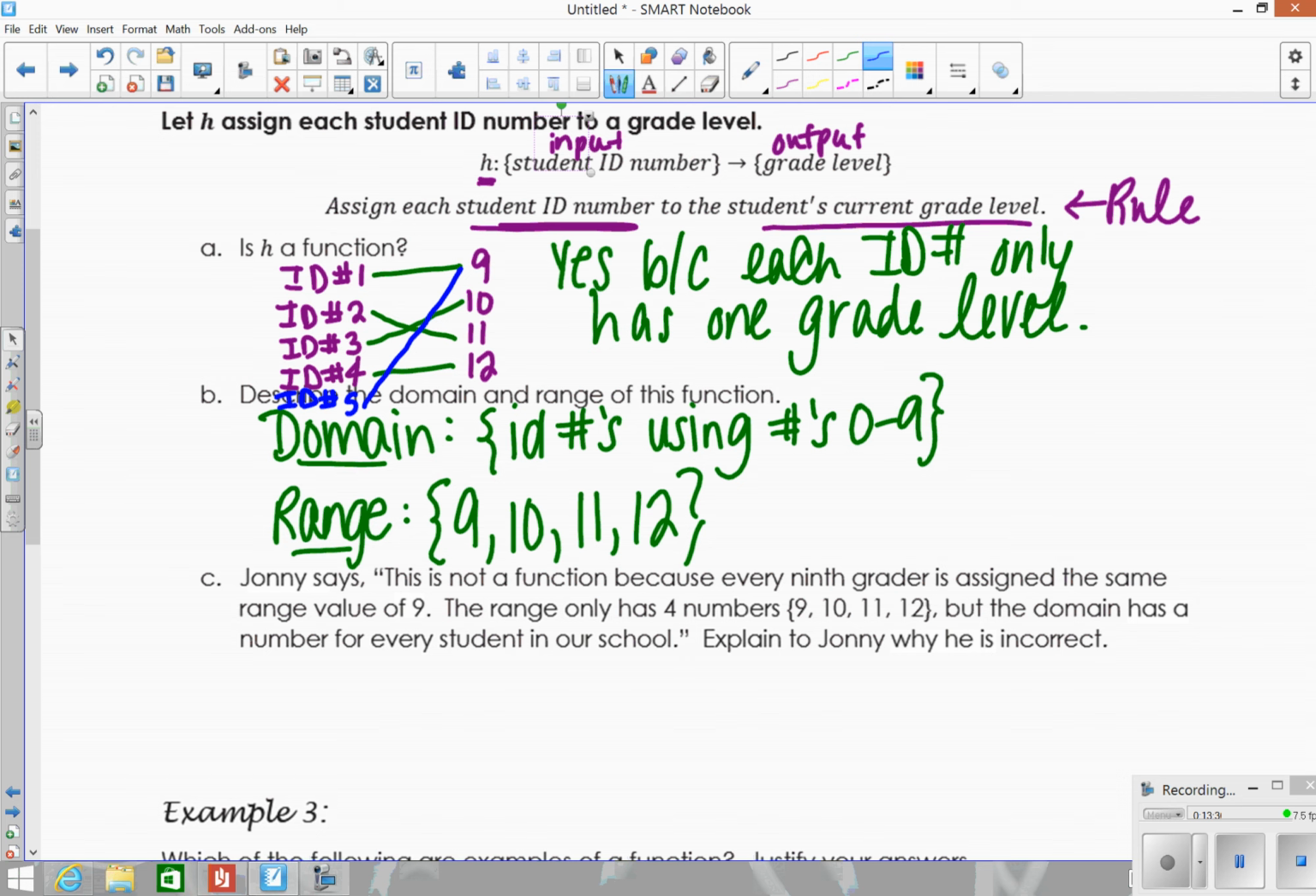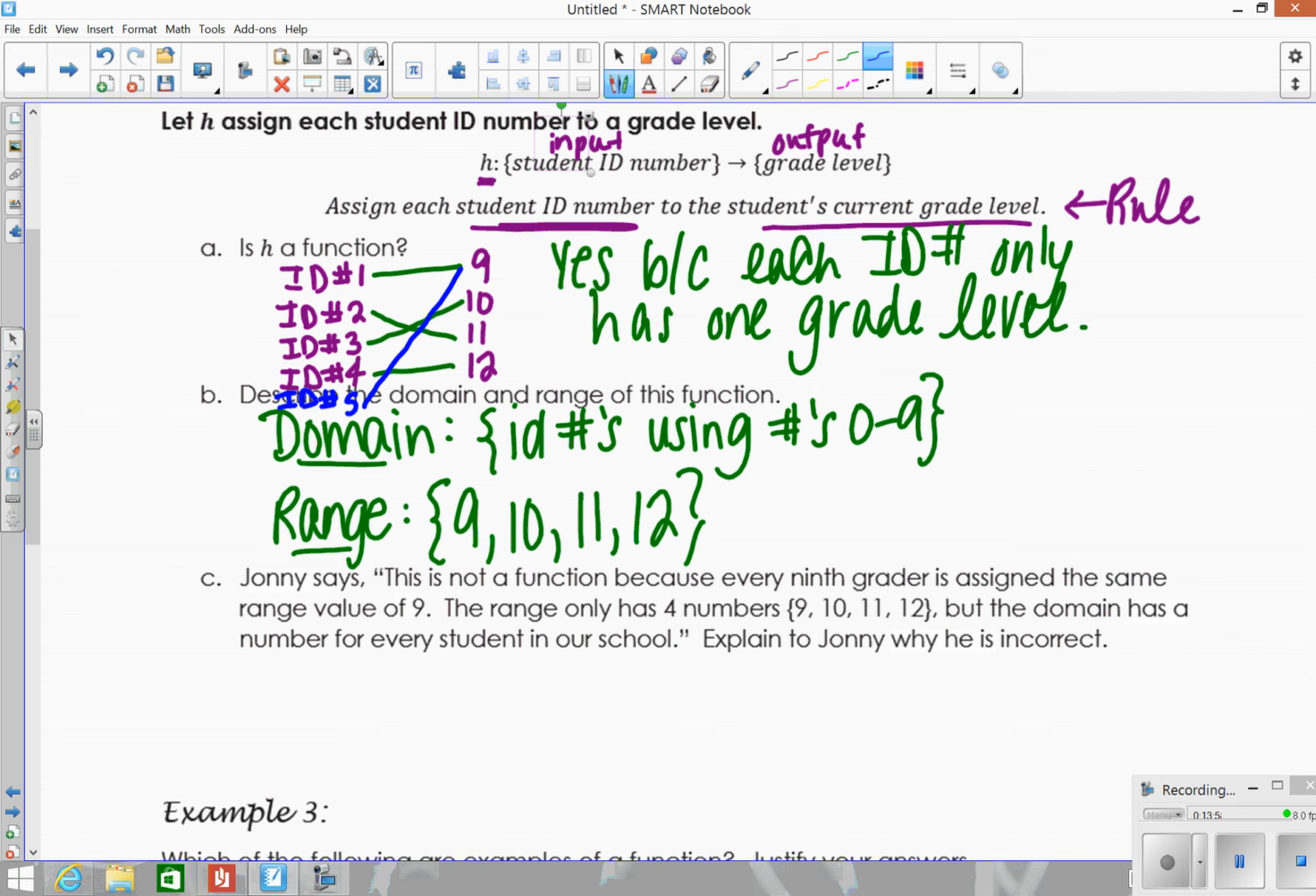The reason why he's incorrect is because the definition of a function just says that each input can only go to one output. So if you look at this one input, it's going to one output. If you look at ID number 5, it's going to one output. It doesn't matter that they're going to the same output, it just matters that each of these inputs basically only has one line coming off of them because it can only go to one thing.